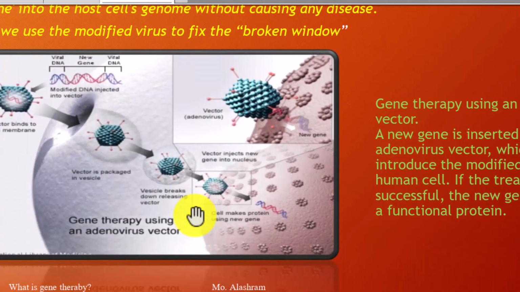Gene therapy using an adenovirus vector. The new gene is inserted into an adenovirus vector, which is used to introduce the modified DNA into a human cell. If the treatment is successful, the new gene will make a functional protein.